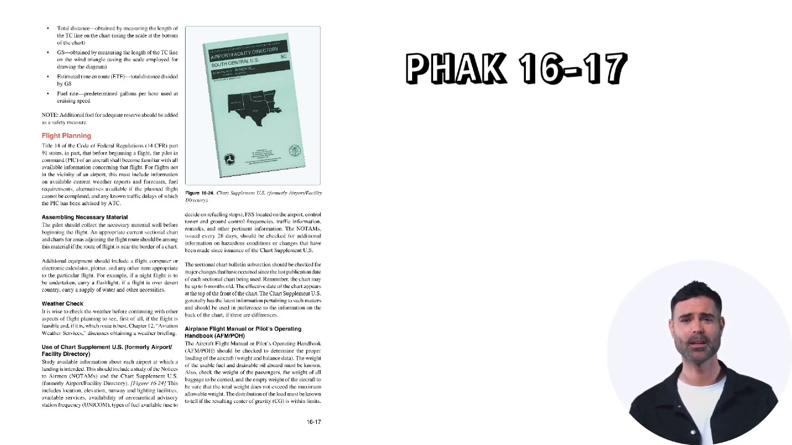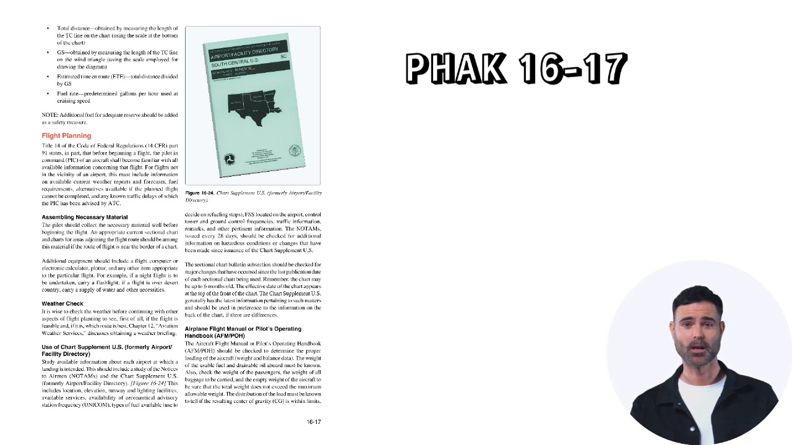The NOTAMs, issued every 28 days, should be checked for additional information on hazardous conditions or changes that have been made since issuance of the Chart Supplement U.S. The Sectional Chart Bulletin subsection should be checked for major changes that have occurred since the last publication date of each sectional chart being used. Remember, the chart may be up to 6 months old. The effective date of the chart appears at the top of the front of the chart. The Chart Supplement U.S. generally has the latest information pertaining to such matters and should be used in preference to the information on the back of the chart if there are differences.